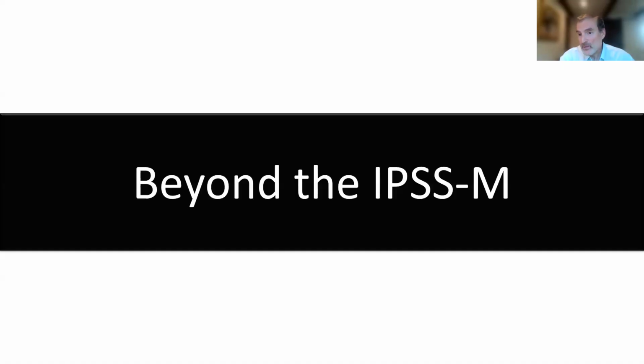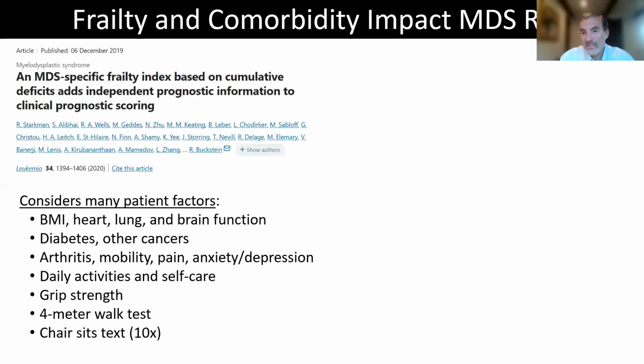Now, I use that tool, but it's not the only thing I think about in terms of risk. There are other factors that become important, and we can't incorporate them all into the model, but we can think about them in parallel. One of the ones that I think is really underutilized is this concept of frailty, that there are a lot of factors that have nothing to do with the disease, that have a lot more to do with the patient, that have a huge impact on prognosis.